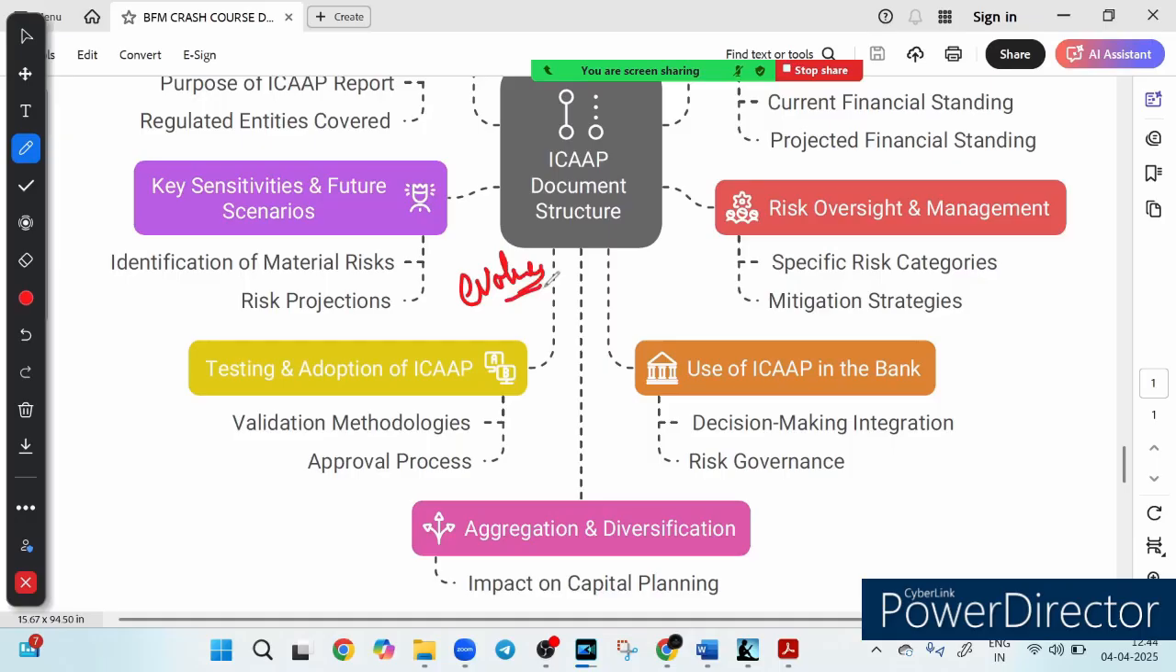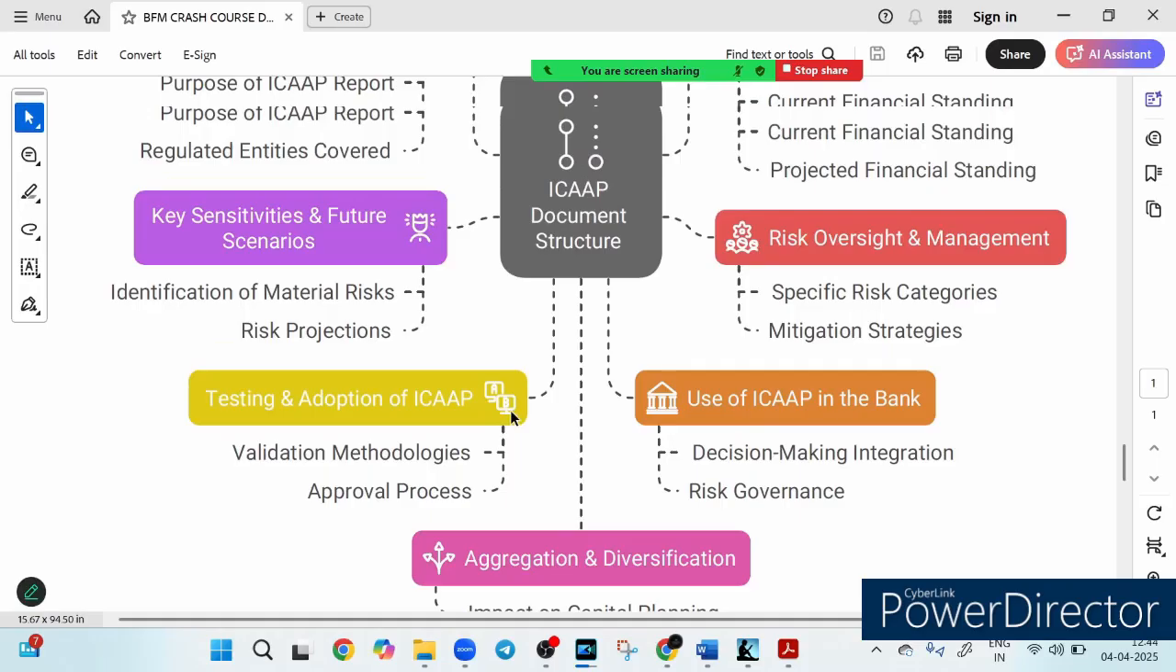How does the bank prepare for uncertainties? By the identification of material risk, meaning what could go wrong. By projecting future risk, meaning estimating possible financial impact. And the next point we have is capital adequacy. You can see it written here. Let me show you the capital adequacy part.